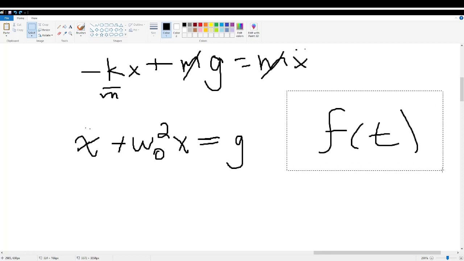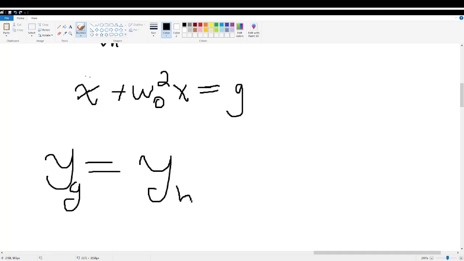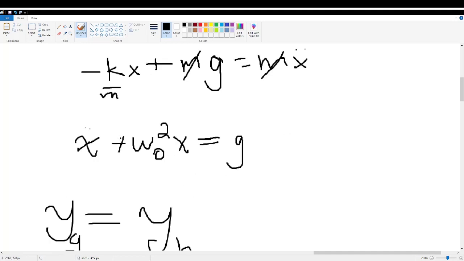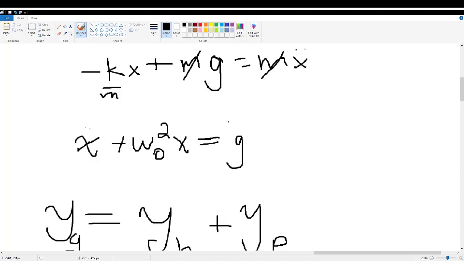And to solve this kind of equation, we're going to have a general solution, which is going to be the superposition of the homogeneous solution. In other words, take this equation where the g is not there, where it's just zero, and solve it. That's your homogeneous solution. And then to it, add a particular solution. Now, your particular solution is going to be of the form of your forcing function.